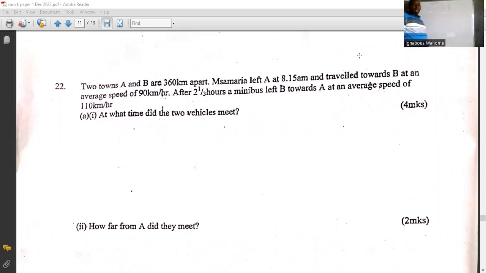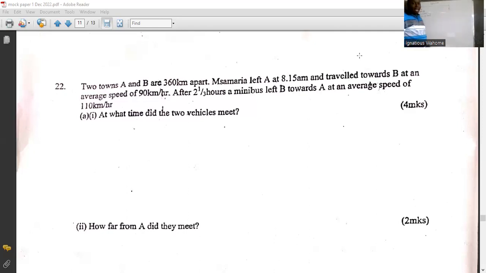Mr. Maria left A at 8:15 a.m. towards B at an average speed of 90 kilometers per hour.